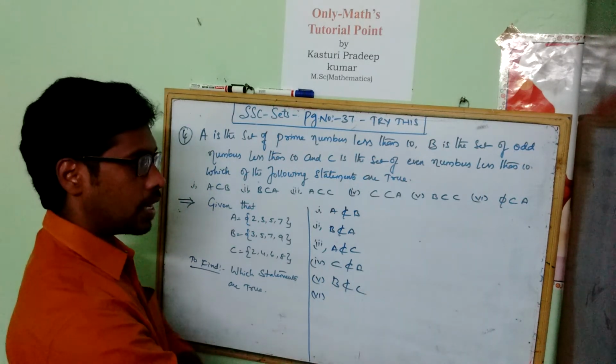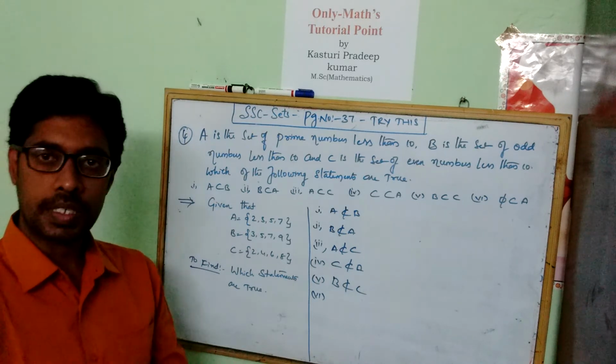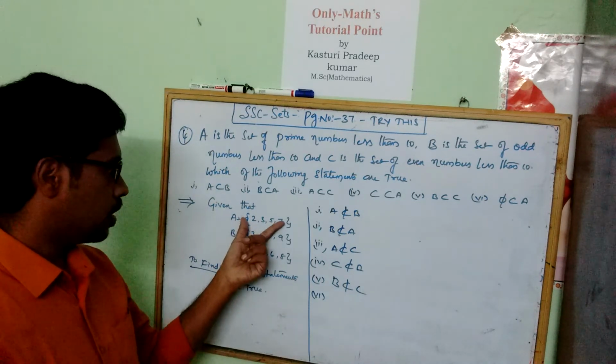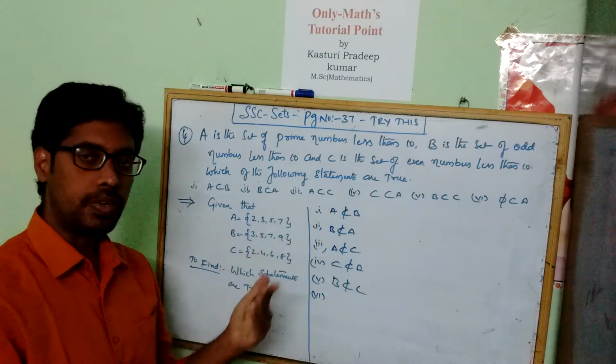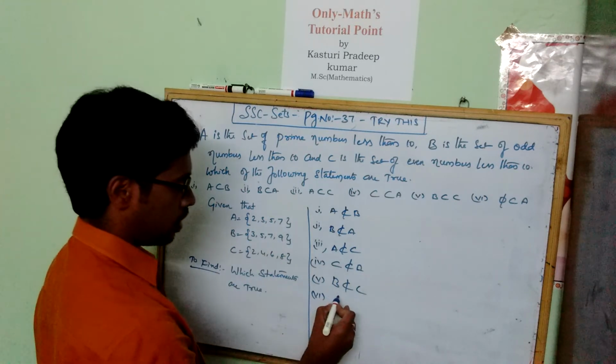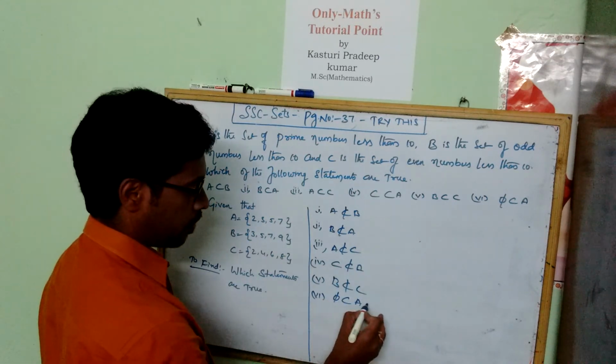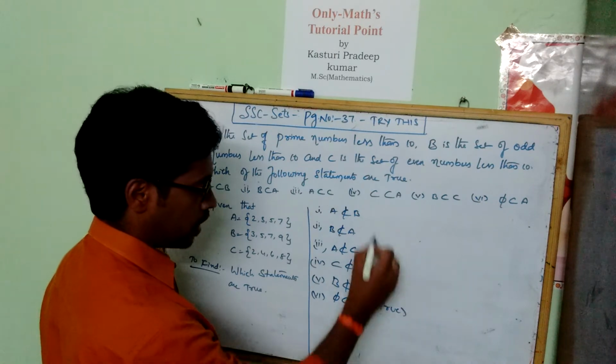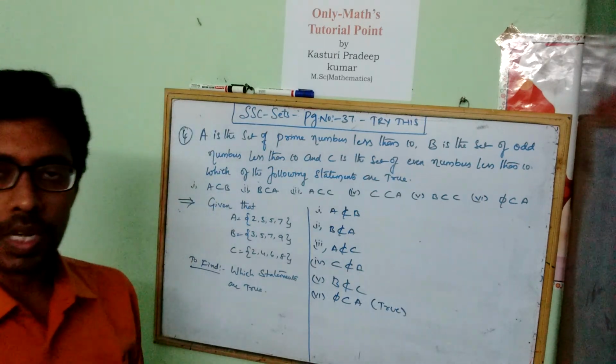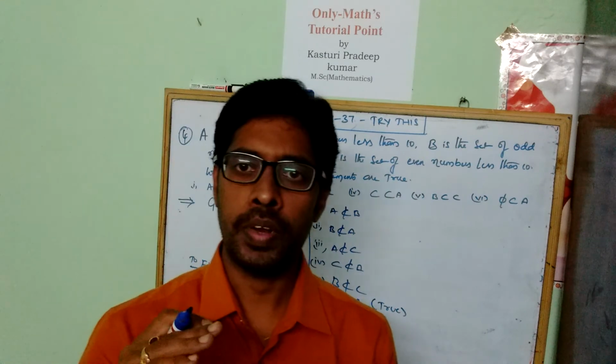Last one. Null set is a subset of A? Yes. Null set is a part of every set, guys. Therefore, null set is a part of A. Only this one is true. Remaining all are false, guys. So null set and the set itself are parts of every set.